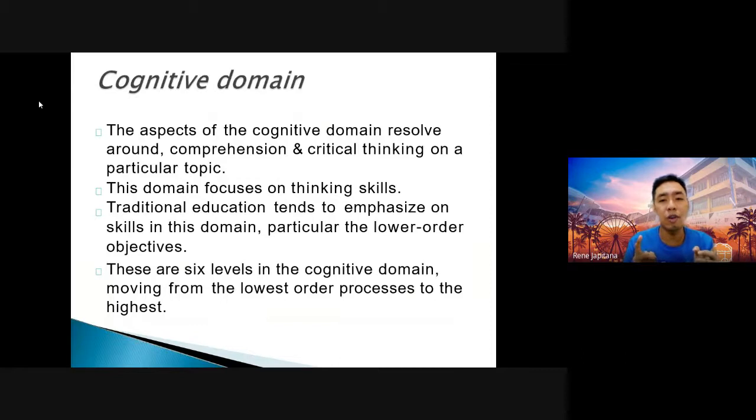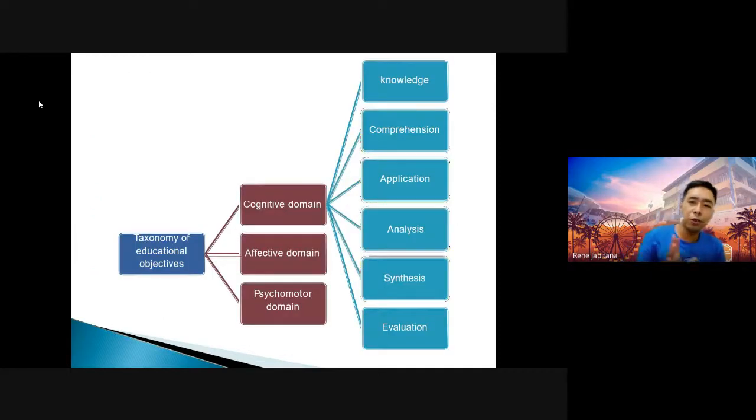Traditional education tends to emphasize skills in this domain, particularly lower order objectives. There are six levels in the cognitive domain, moving from the lowest order of processing to the highest. If you look at this, these are the taxonomy of educational objectives. The first one being discussed is the cognitive. These are the levels of the cognitive domain. The lowest one is knowledge. Next to that are comprehension, application, analysis, synthesis, and evaluation.